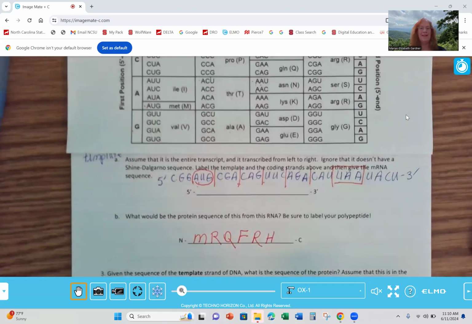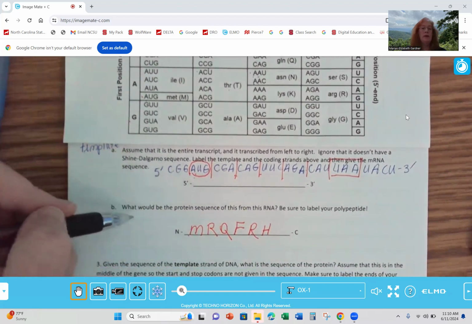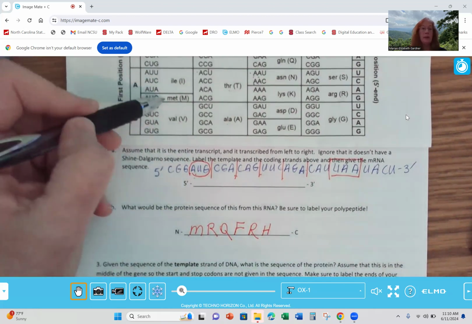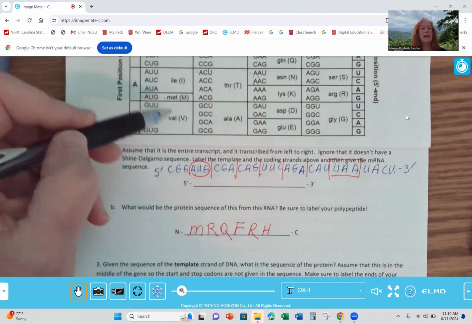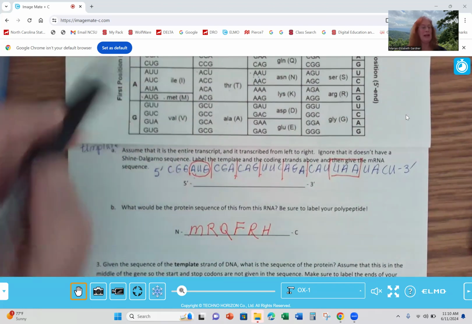Oops, there we go. Now you can see. So this is using the 1-letter abbreviations: methionine, arginine, glutamine, phenylalanine, arginine, and histidine. Be careful when you're doing your homework. If Moodle asks for the name, make sure you give the 3-letter abbreviations. If it asks for the 1-letter abbreviations, make sure you give the 1-letter abbreviations.